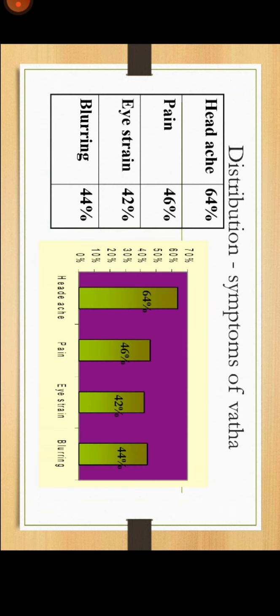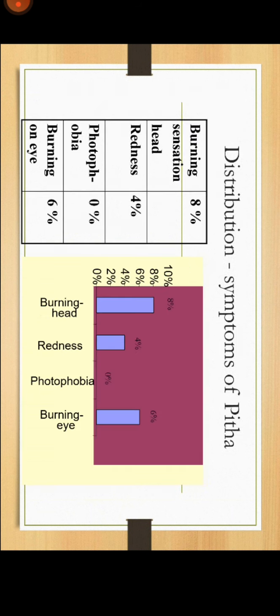Then coming to symptoms of Vata: headache, pain, eye strain, blurring. In Vata symptoms, we found 64% were having headache, then pain in 46%, eye strain in 42%, and blurring in 44% of patients. Here, the headache is most common in myopia.